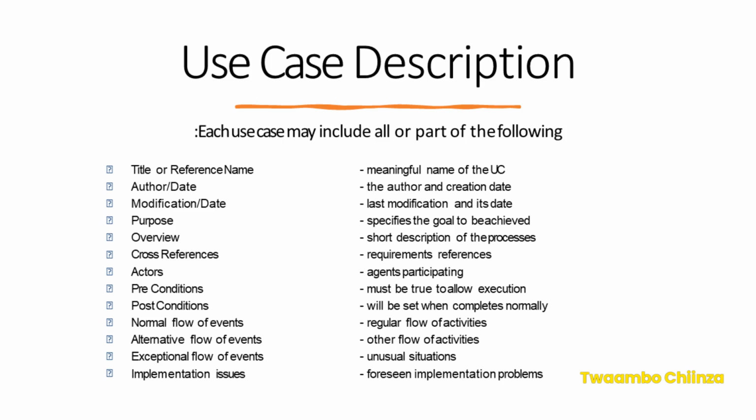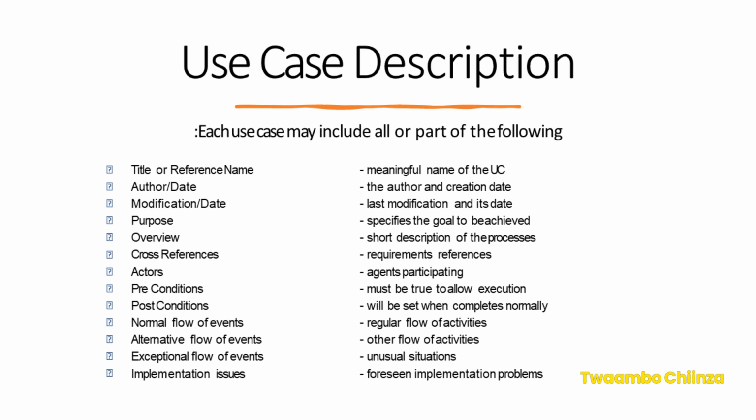A use case description includes key elements that provide a detailed overview of the system's functionality. Title: the name of the use case. Author: the person or team who created it. Purpose: the goal or objective of the use case. Actors: the users or systems interacting with the system. Preconditions: conditions that must be true before the use case starts. Post-conditions: expected outcomes once the use case completes.